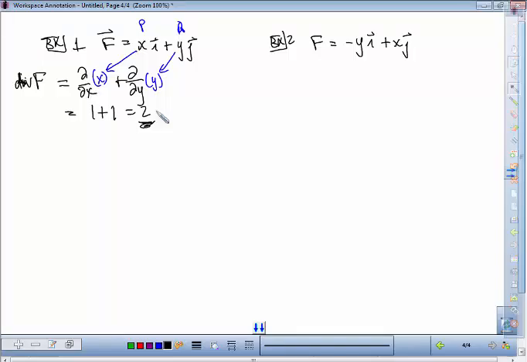In some examples, you'll have functions here. Here we just have constants because we're looking at a super easy example. And let's take a look at the curl. I'm going to leave some space here to get a picture in.